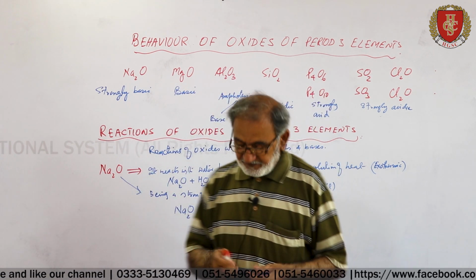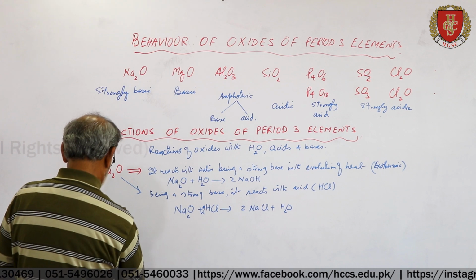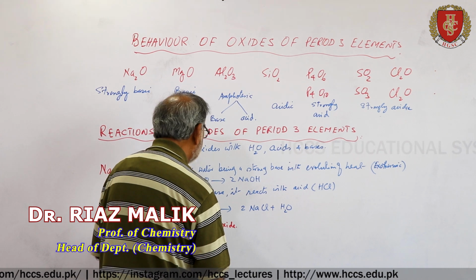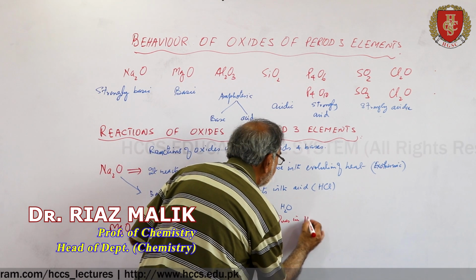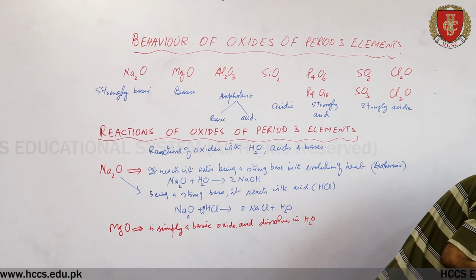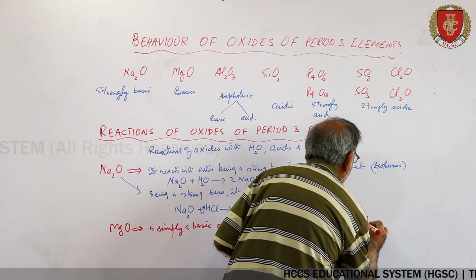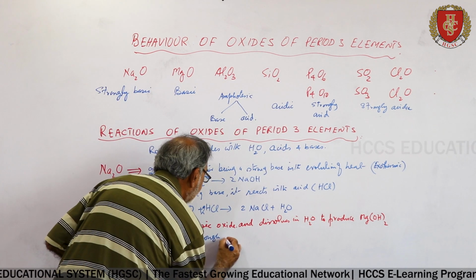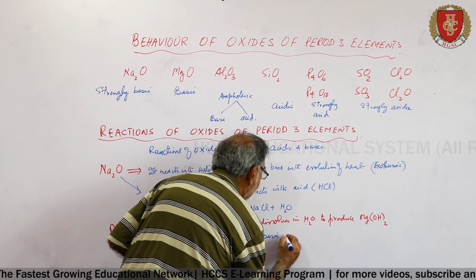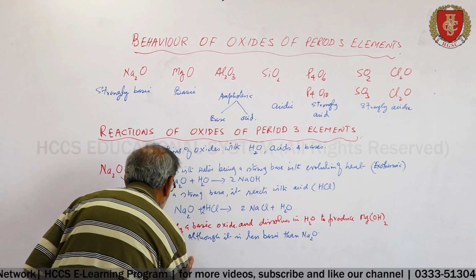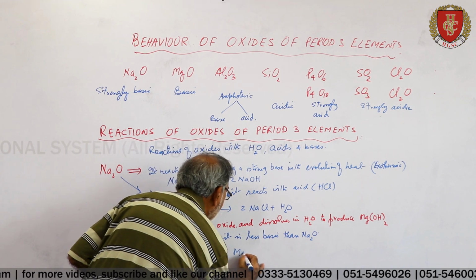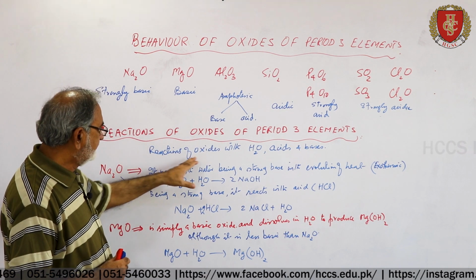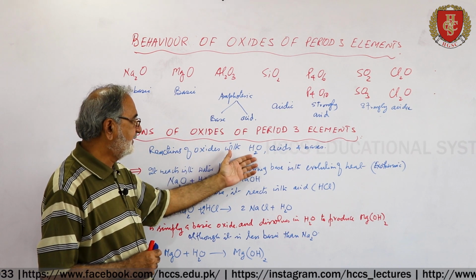This is balanced. Similarly, the magnesium oxide is simply a basic oxide and dissolves in water to produce Mg(OH)2. Magnesium oxide is also basic, although it is less basic than sodium oxide. MgO plus water gives Mg(OH)2. So the reaction of the oxides, they are reactive towards water.